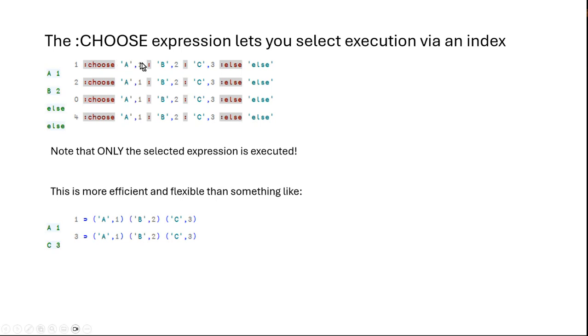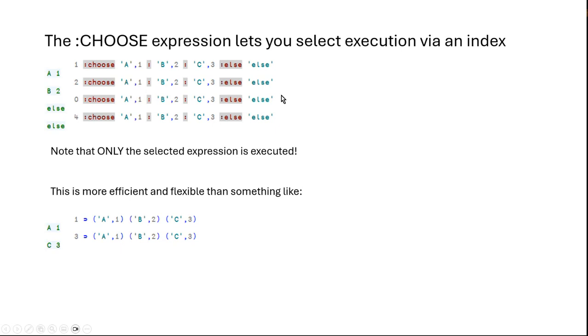We only evaluate the piece that we need here. And so the 2 choose evaluates the second expression. A 3 choose would evaluate the third expression only. Any other index value, like a 0 or a 4, will execute the else clause if there is an else clause.